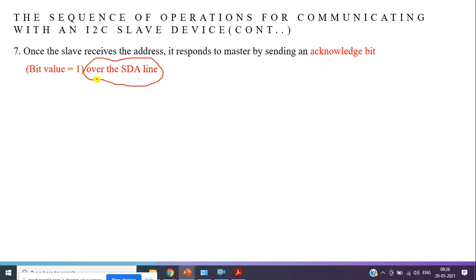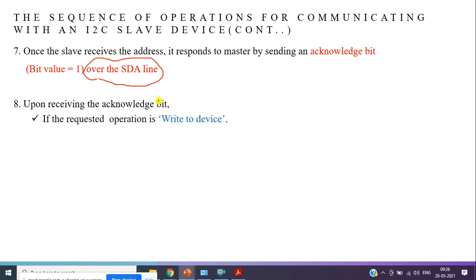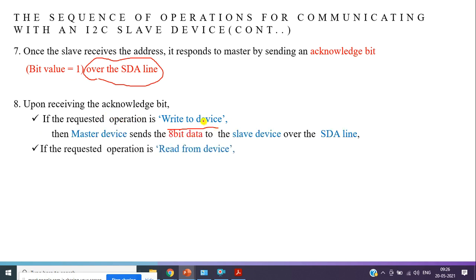So how does it send the acknowledgement bit? Once again over the SDA line itself, it sends the logic 1 stating that whatever address you have sent is correct. So once again, master upon receiving the acknowledgement, if the requested operation is write to device, if it is a write operation, then what does it do? Then master sends 8-bit data to the slave over the SDA line.